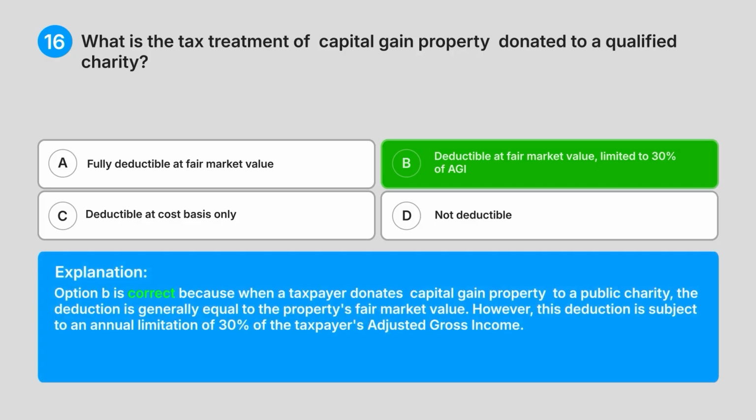Explanation. Option B is correct because when a taxpayer donates capital gain property to a public charity, the deduction is generally equal to the property's fair market value. However, this deduction is subject to an annual limitation of 30% of the taxpayer's adjusted gross income.